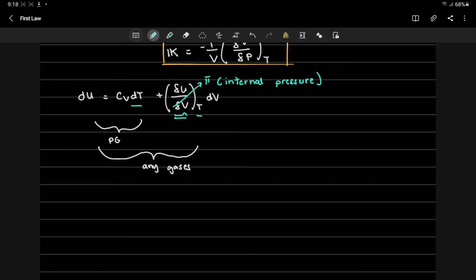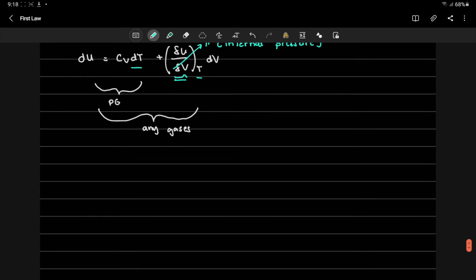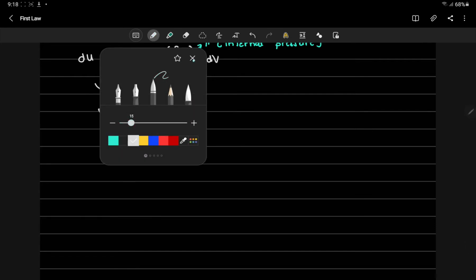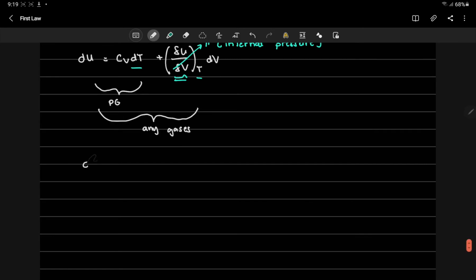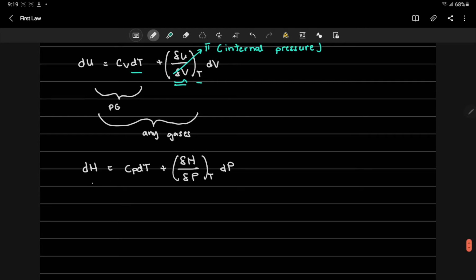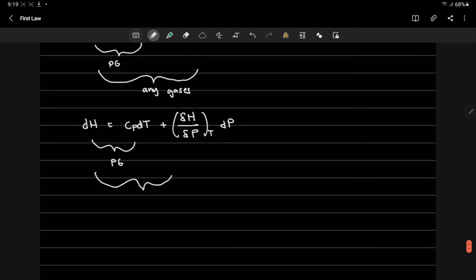Okay, however, for our equation for the change in enthalpy, which I will write now, di ba? Kung matatandaan ninyo, dH is equal to Cp dT plus the change in enthalpy with respect to pressure at constant temperature dP. And again, ganoon din, no? Yung first term will characterize your perfect gases, but for the whole thing, it will be for any gas.